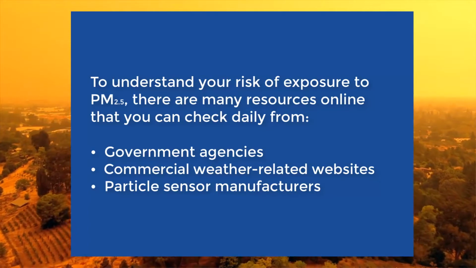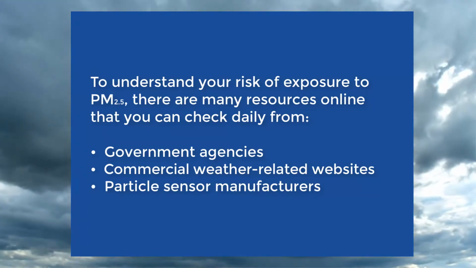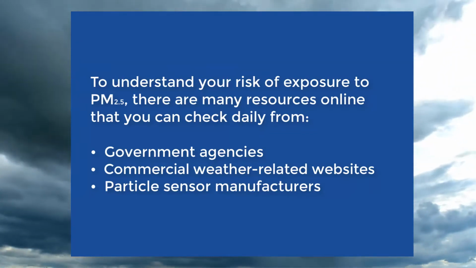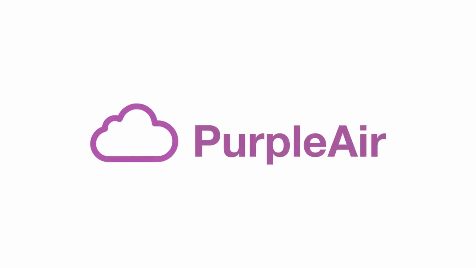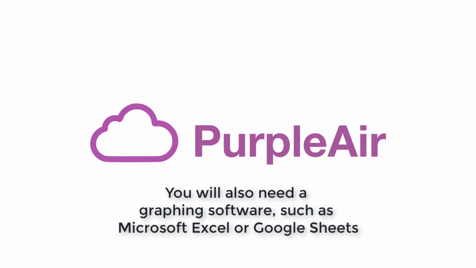To understand your risk of exposure to PM2.5, there are many resources online that you can check daily. Some of these are run by government agencies, and others are commercial websites, either weather-related or owned by particle sensor manufacturers. For this project, we've used particle sensors made by PurpleAir. This tutorial will walk you through using data on the PurpleAir website. You'll also need a graphing software such as Microsoft Excel or Google Sheets.